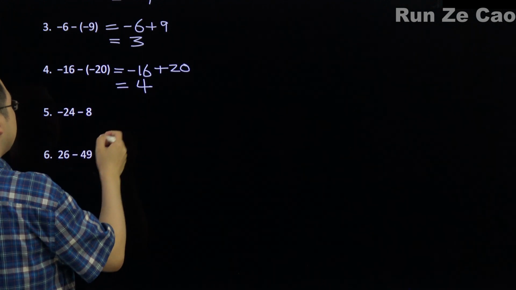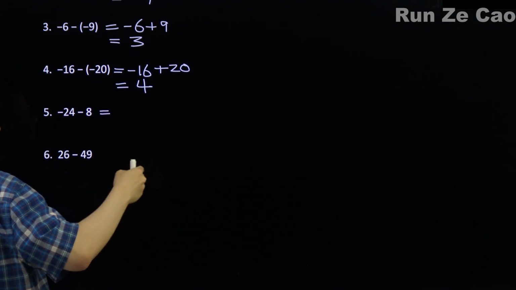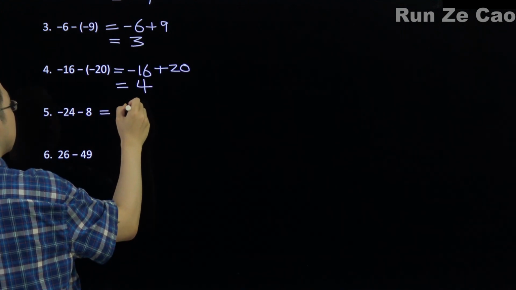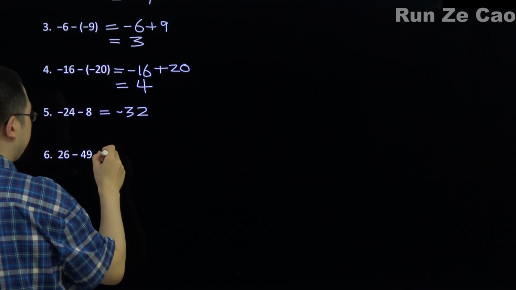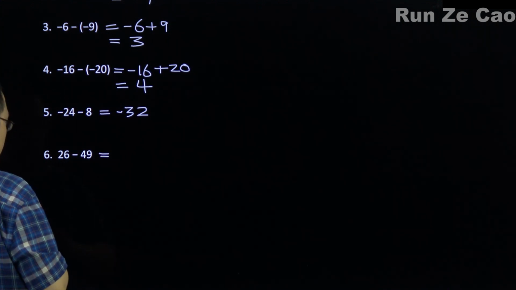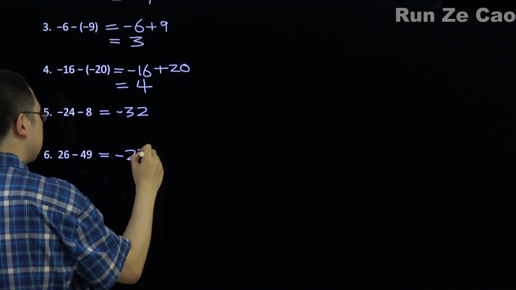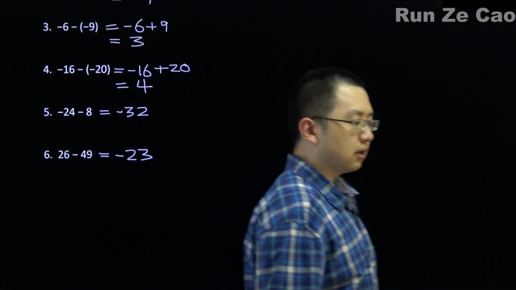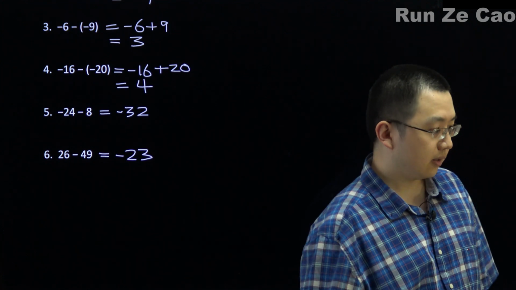Negative 24 minus 8. Well, you start at negative 24 and then you go another negative 8. That means negative 32. 26 minus 49. Well, that's going to send you down to negative 23, because 23 plus 26 equals 49. The number of units you had to go back.